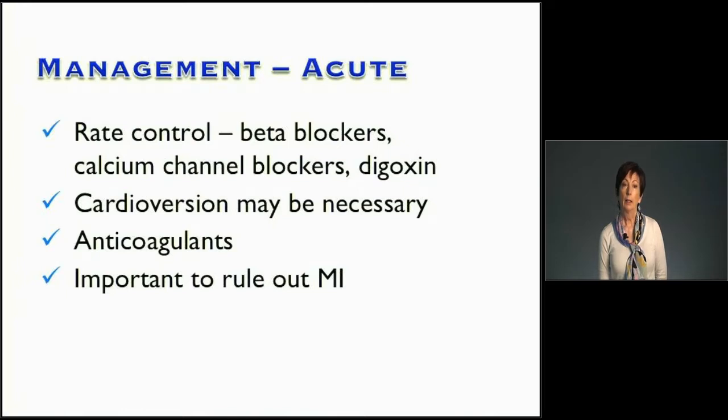Think about anticoagulants. When the atrium is fibrillating, it's not really contracting, it's just quivering, and the blood can pool in the atrial appendage, and then especially following a cardioversion, they can throw an embolus. And it's always important to rule out an MI, which can be the precipitating factor for atrial fib.